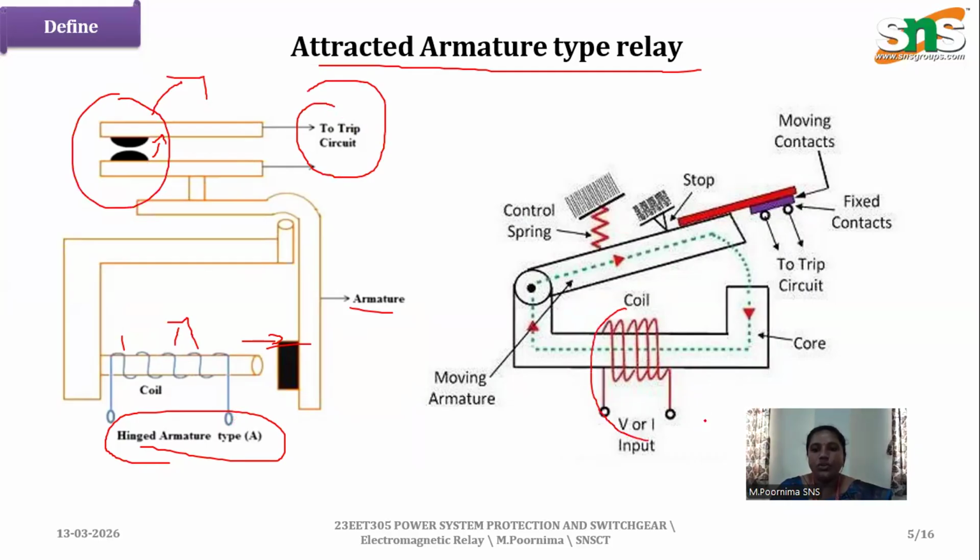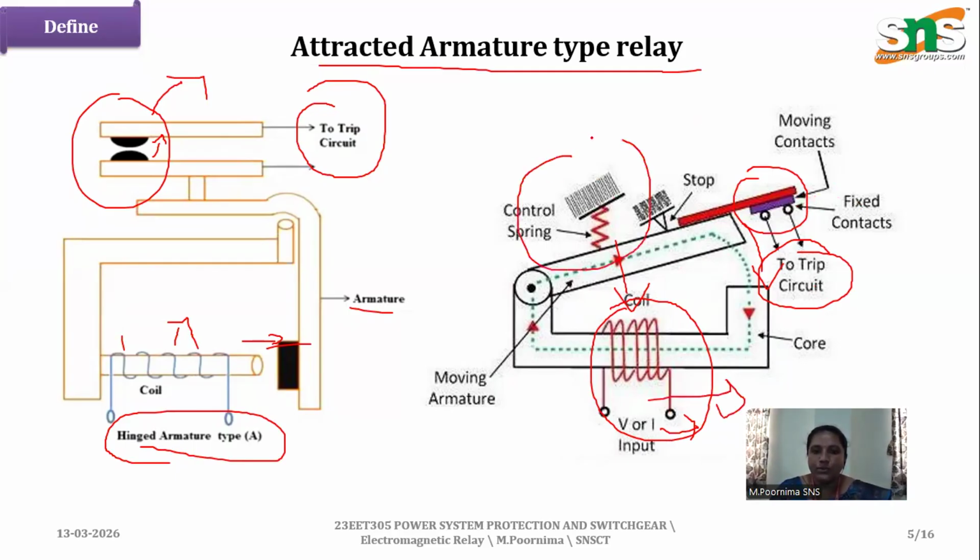Another type is here with the voltage coil. When this coil gets energized, the armature is attracted. Once attracted, it closes and trips the circuit. This is the fixed contact, and this is the moving contact. We can see the fixed contact and one moving contact. After that, it moves back with the help of a control spring.